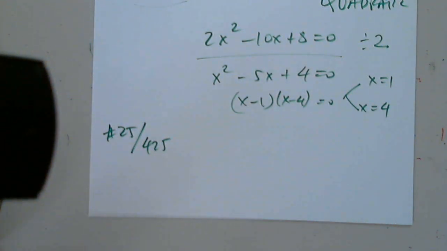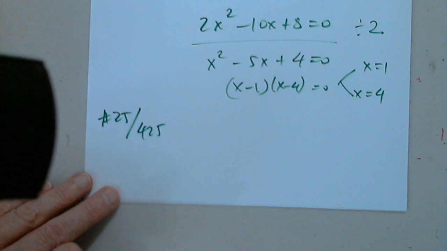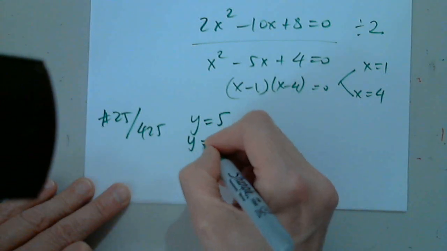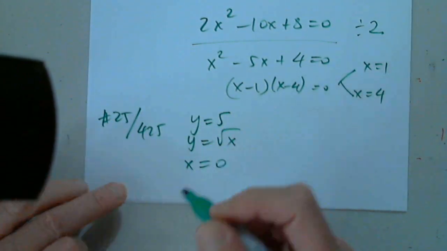I'm looking at the time. Yes, I have 3 minutes. If I can finish, fine. If not, I'll stop, I promise. So 25, y equals 5. Y equals the square root of x, and x equals 0.